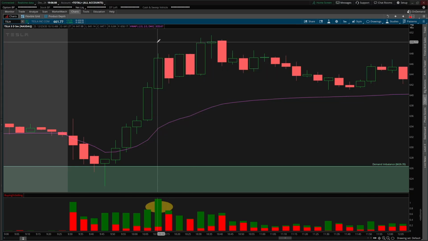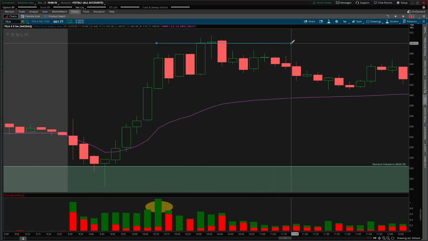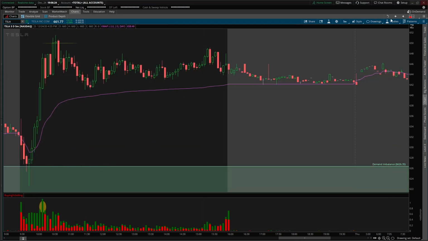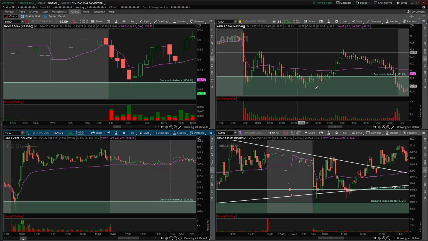We broke above 650. 650 is a huge key psychological level. Broke above it briefly and immediately failed. So it's just about market psychology, seeing who you are up against, who are the participants, and just trying to outsmart the competition. And then Tesla did nothing for the rest of the day.